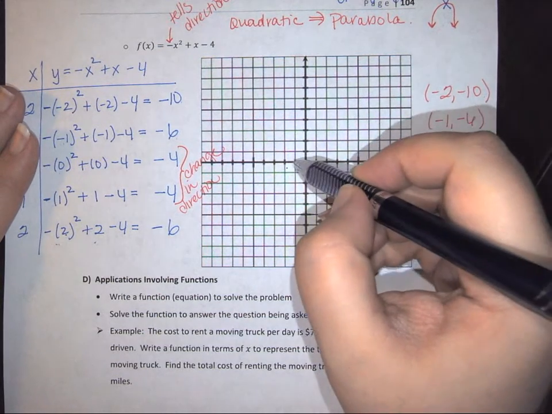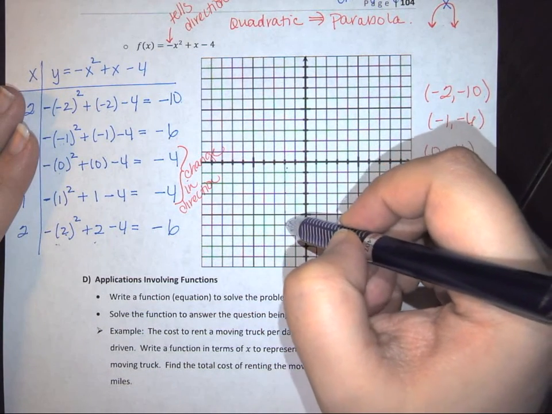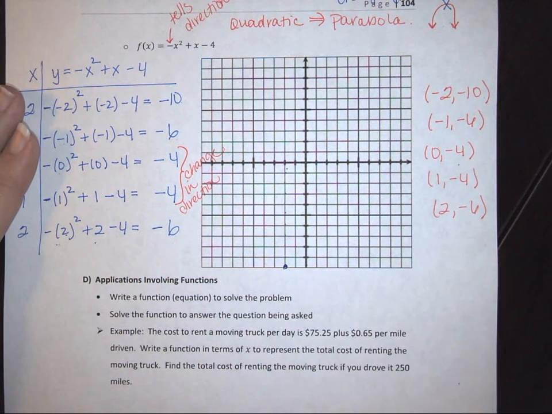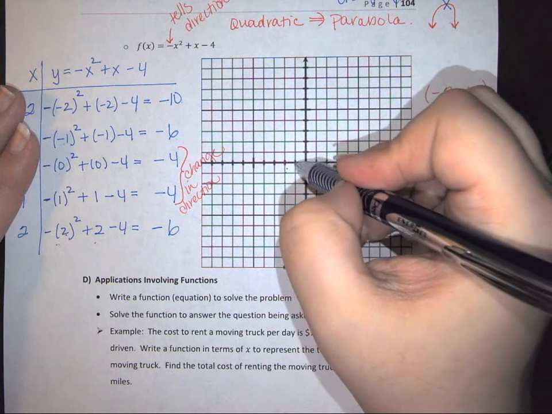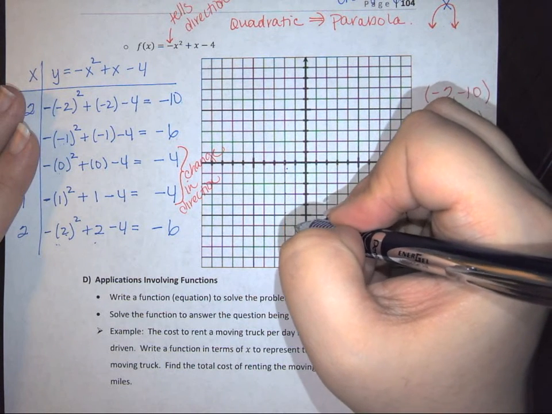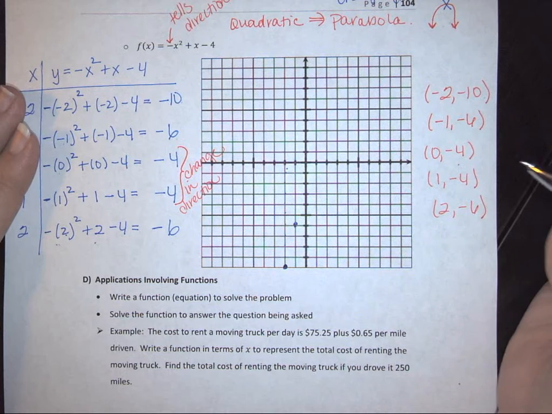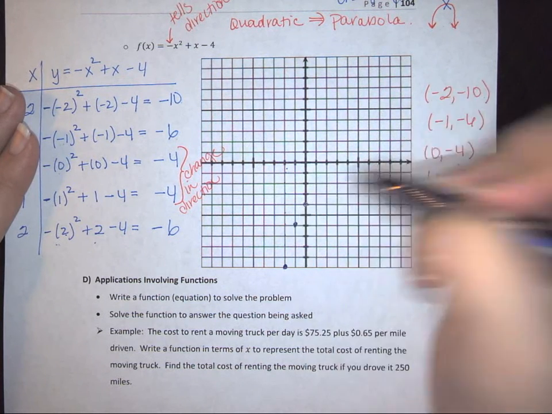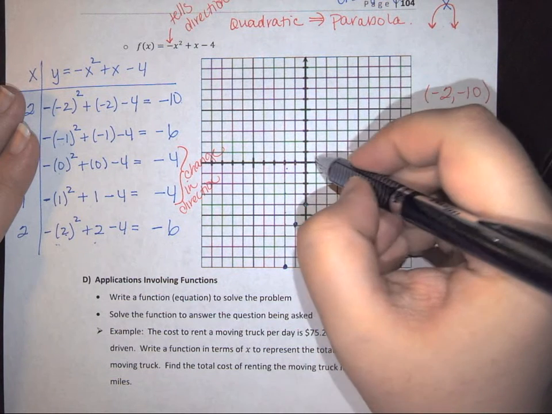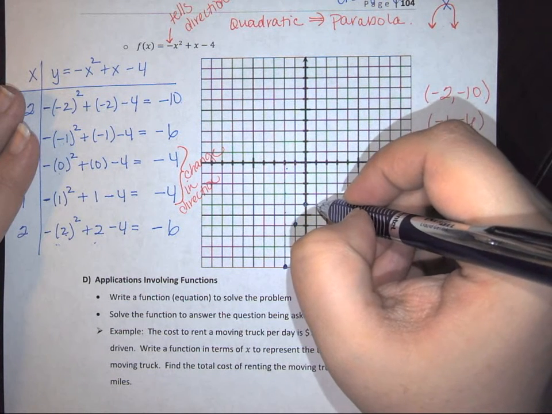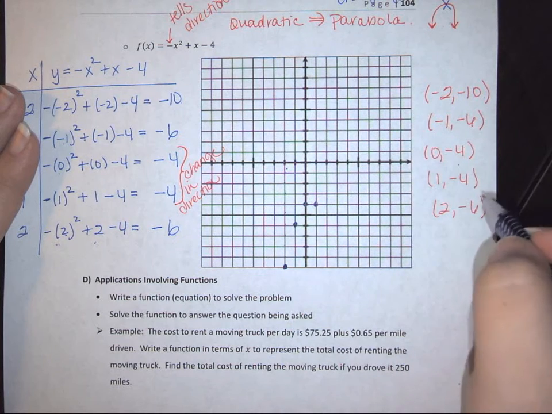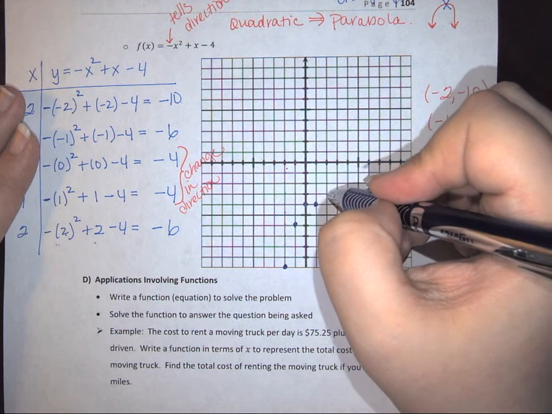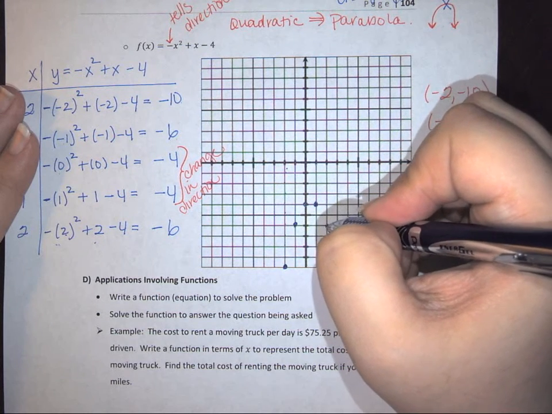-2, -10, so over 1, 2, and then down 1, 2, 3, 4, 5, 6, 7, 8, 9, 10 is down here at the bottom. Then I have the point -1, -6, so over 1, and down 1, 2, 3, 4, 5, 6. Then I have the point 0, -4, so 0, and down 1, 2, 3, 4. And then I have the point 1, -4, so 1, and then we're going to go down to -4. And I have the point 2, -6, so 1, 2, and then down 1, 2, 3, 4, 5, 6.